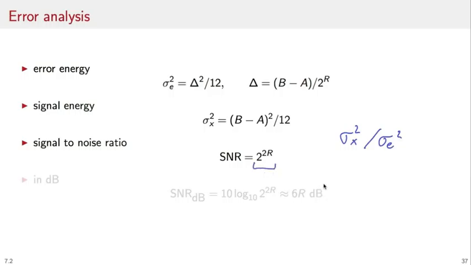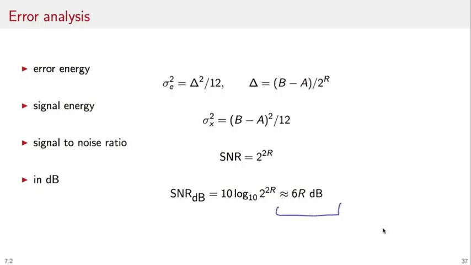So if the input is uniformly distributed and the quantizer is a uniform quantizer, which means it's matched to the input, the signal-to-noise ratio is only a function of the number of bits per sample that we allocate. We can express this result in decibels by taking 10 times the log in base 10 of 2 to the power of 2R, and we get the famous and handy formula of 6 dBs per bit. In other words, every bit we add to the internal representation of a quantized signal adds 6 dBs of signal-to-noise ratio.